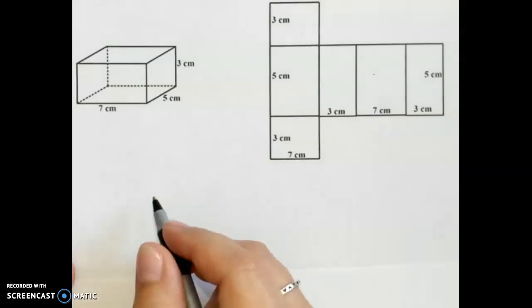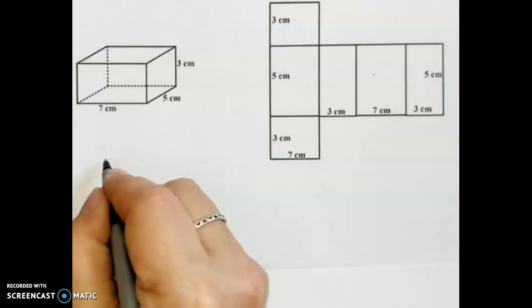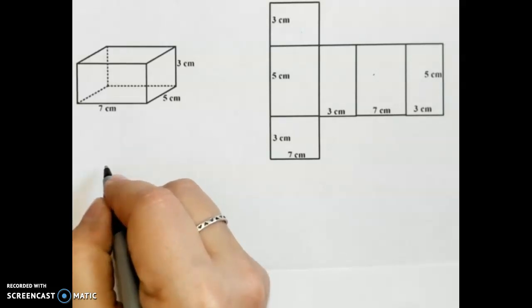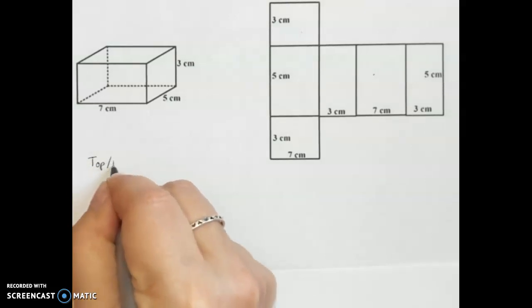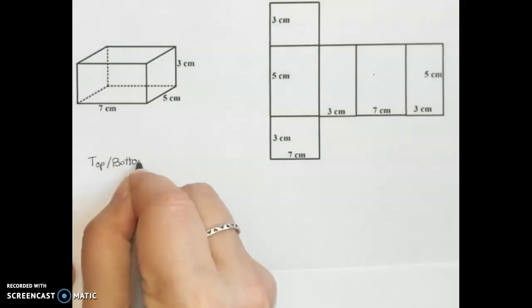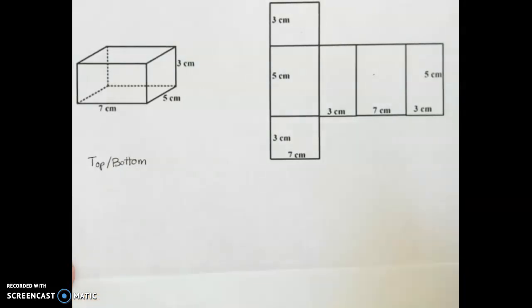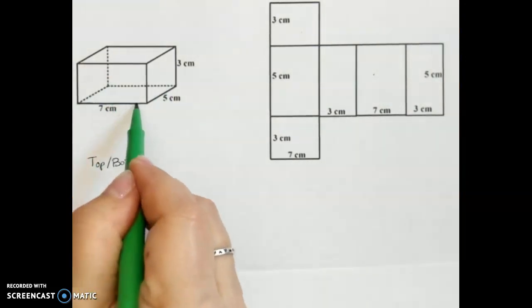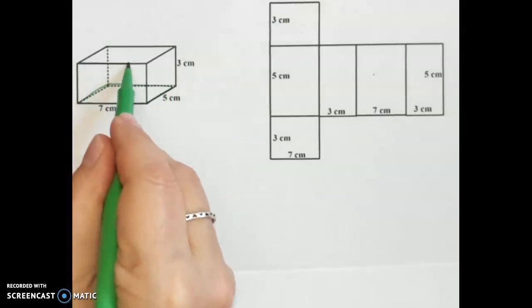Sometimes it is easier to label our work. I'm going to say we have 6 separate rectangles, but we already talked about the fact that some of these rectangles are the same size as each other. So for example, the top and the bottom of this rectangular prism are going to be the same size and shape. So I'm just going to trace the top and the bottom here in green.